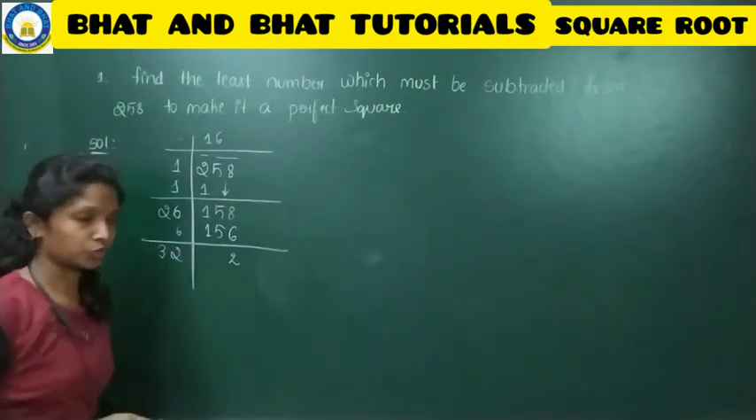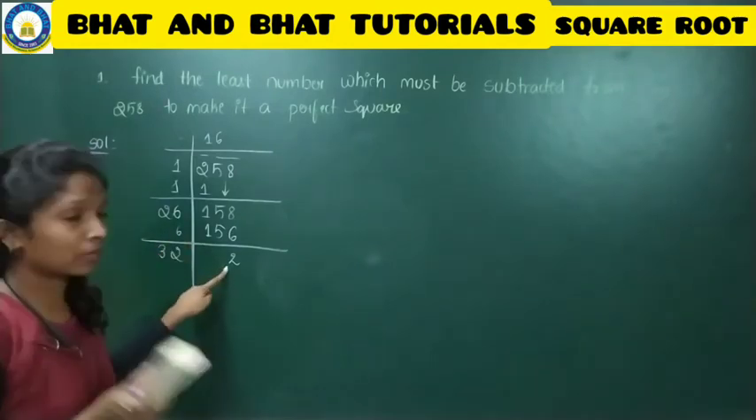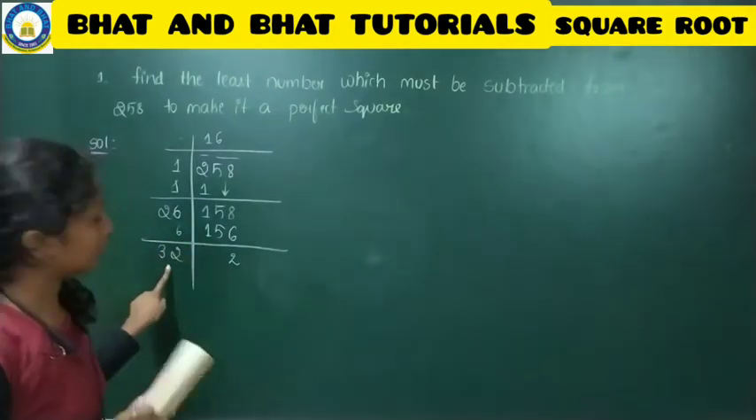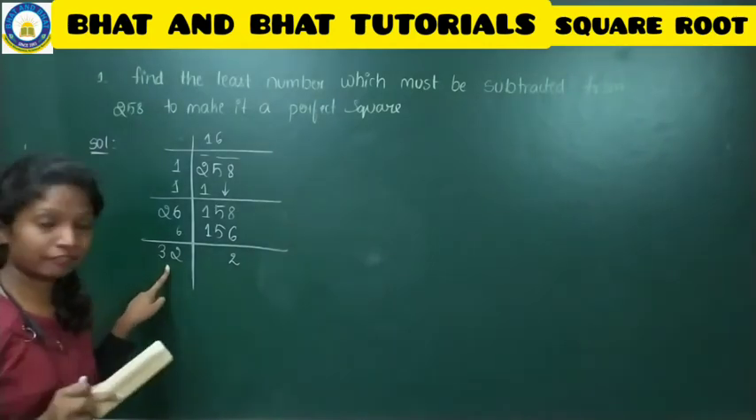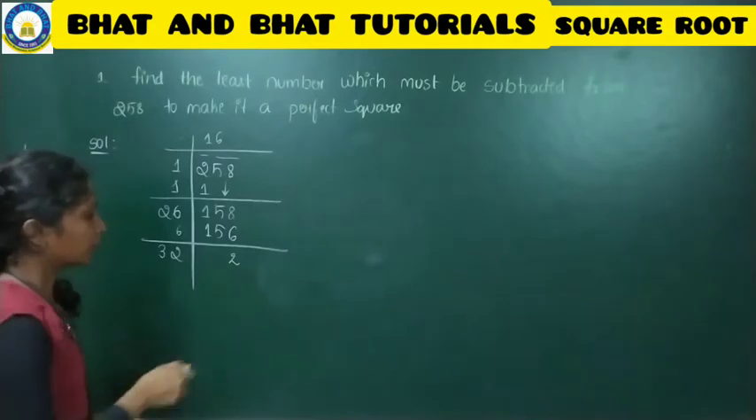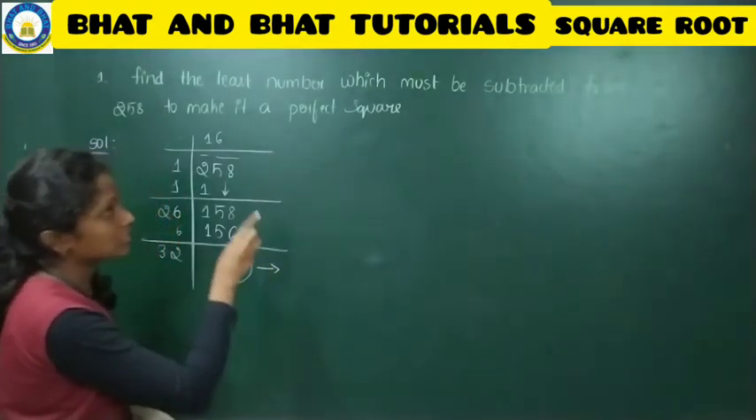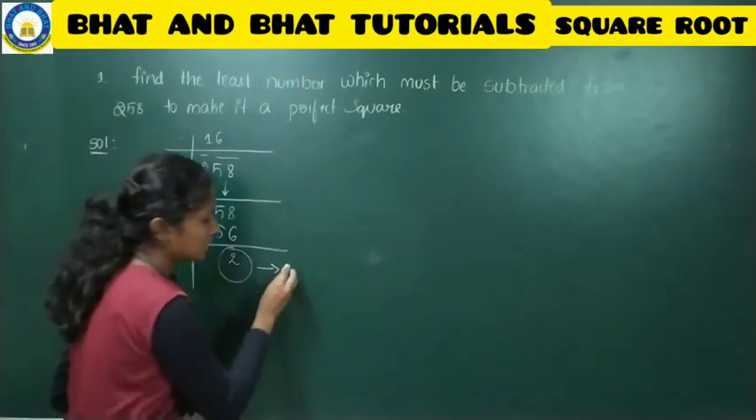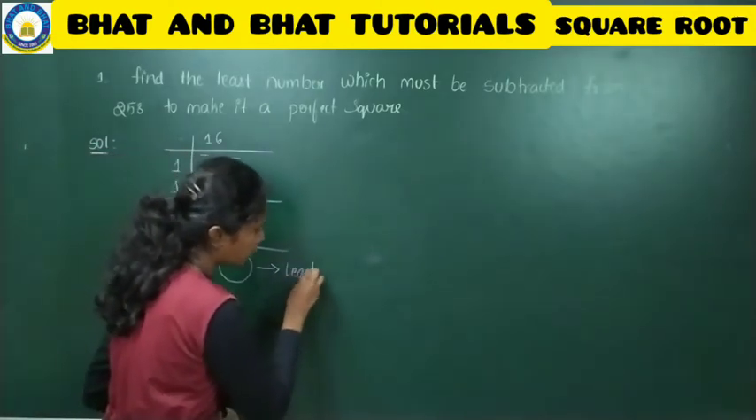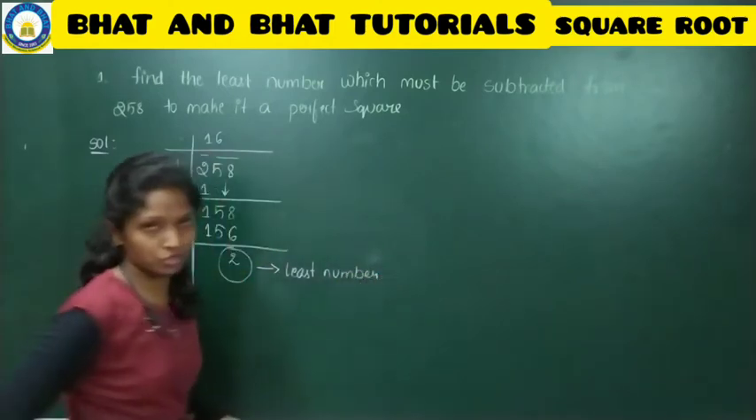Here it is 32. So you can ask me, why can't you further divide? Since here the remainder is the smallest number and the number which you are having on the left hand side is the highest number, we are going to leave it here. But whatever the remainder that you have got here, this is nothing but the least number. So what we are going to call it as? We are going to call this as the least number.